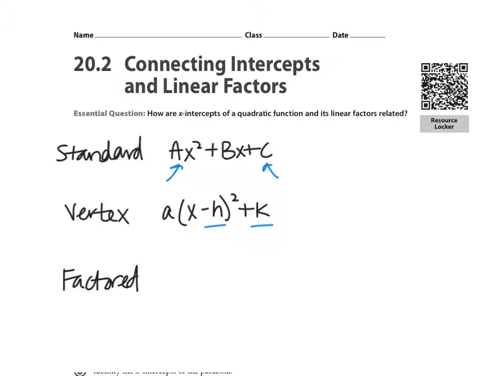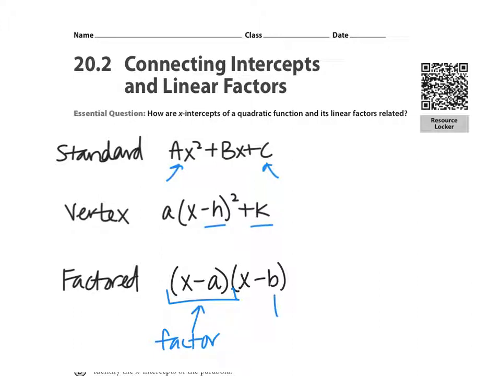And factored form is going to look like (x minus a)(x minus b). And those are a different a and b than we saw before. What factored form is going to give us are roots. So each one of these parentheses is called a factor. And then the roots are going to be inside. And remember, because they're inside, they're going to be opposite.